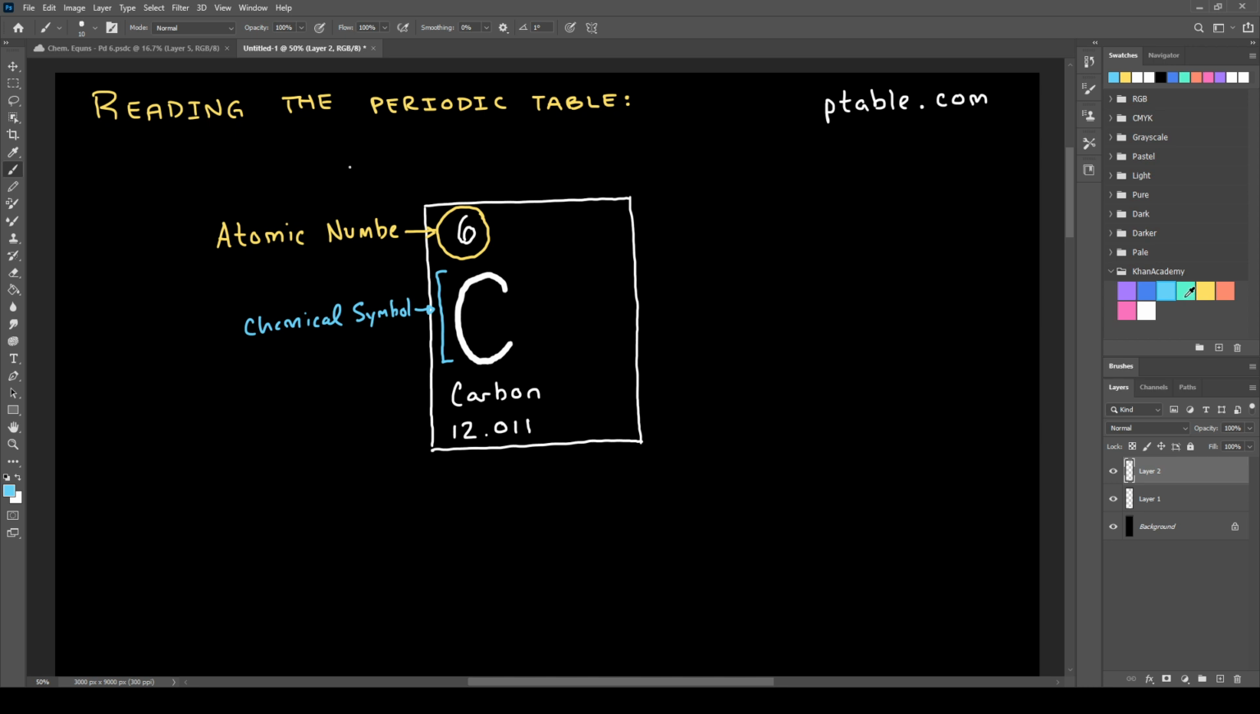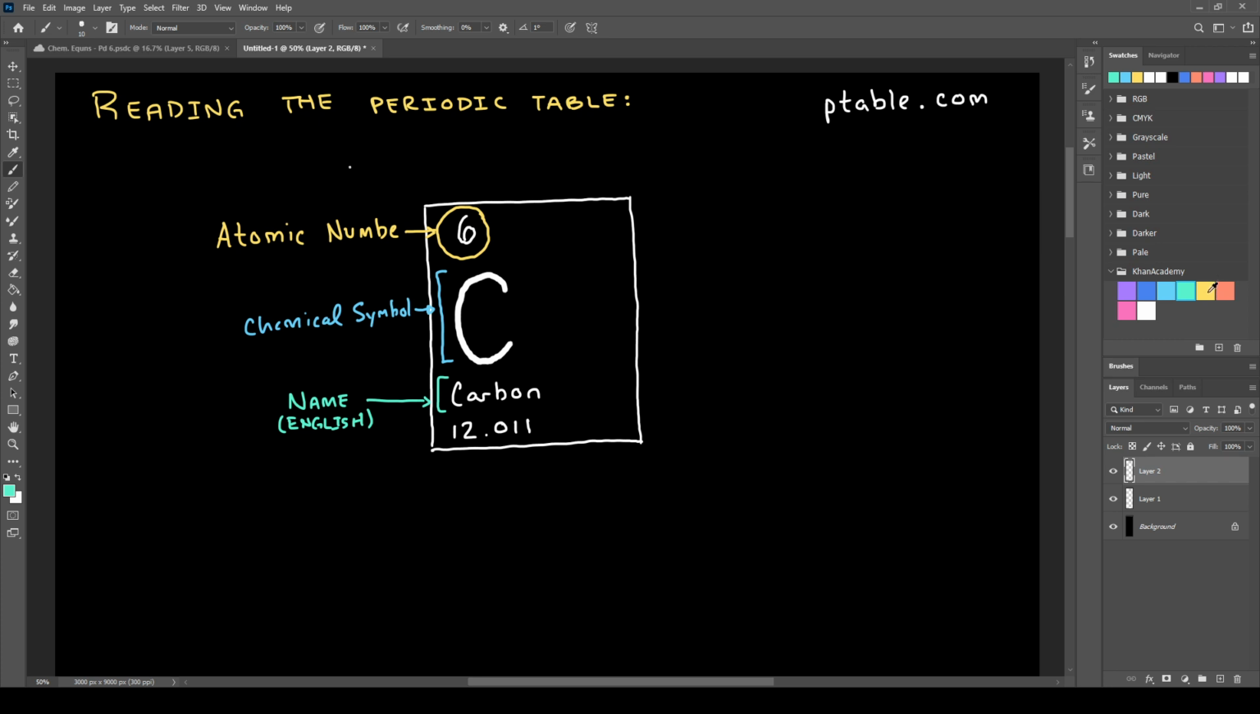Underneath that, related to the chemical symbol, is the name of the element in English. An important note here is that it is the name in English. On international periodic tables, it might be in a different language. In this class, everything will be in English.